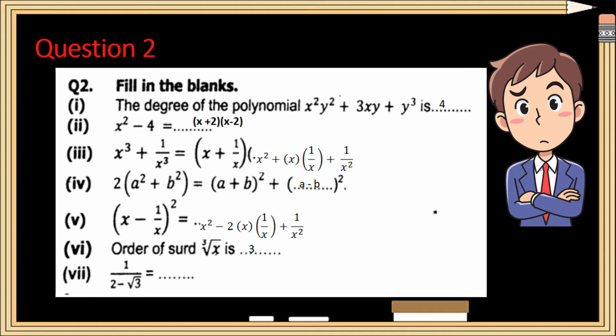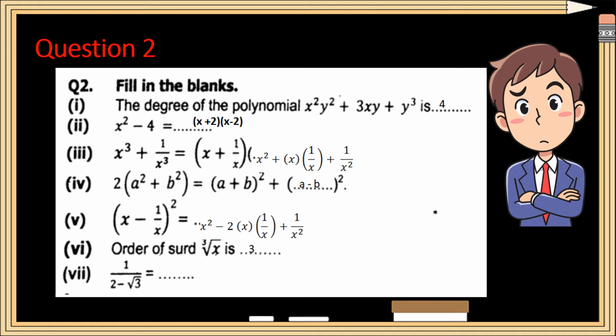In the second part, you can see we have x square minus 4. It will complete the formula of a square minus b square, which is a plus b into a minus b. You have a equal to x and b is equal to 2, since 2 squared is 4. So x plus 2 into x minus 2. In the third part, you have the formula a cube plus b cube. So you can write it as a plus b into a square minus ab plus b square. Now a is x and b is 1 over x. So now you can see ab, here we have x into 1 over x.